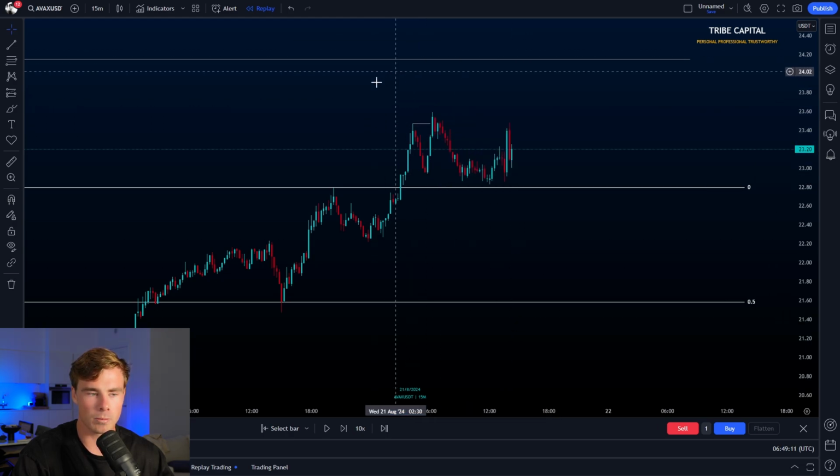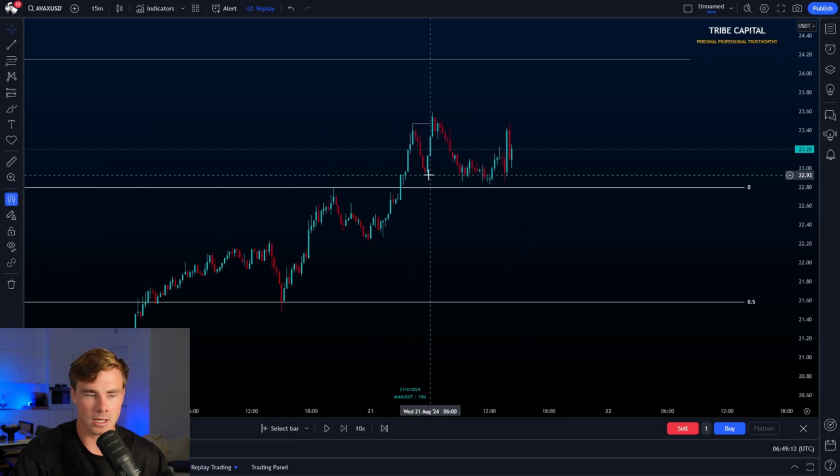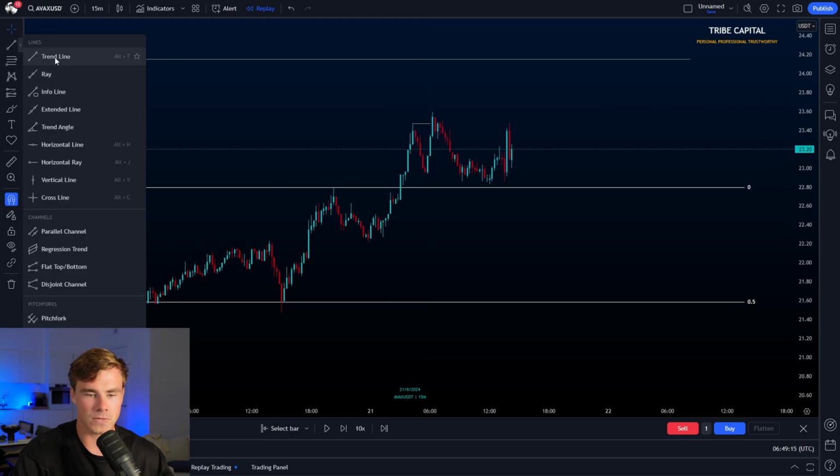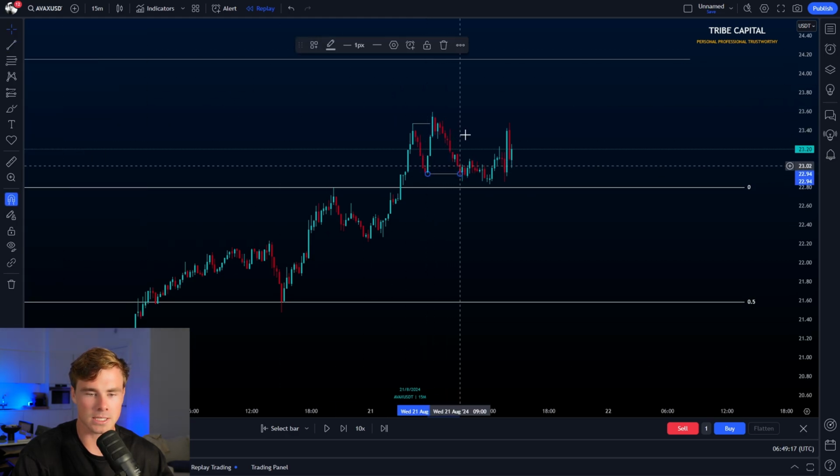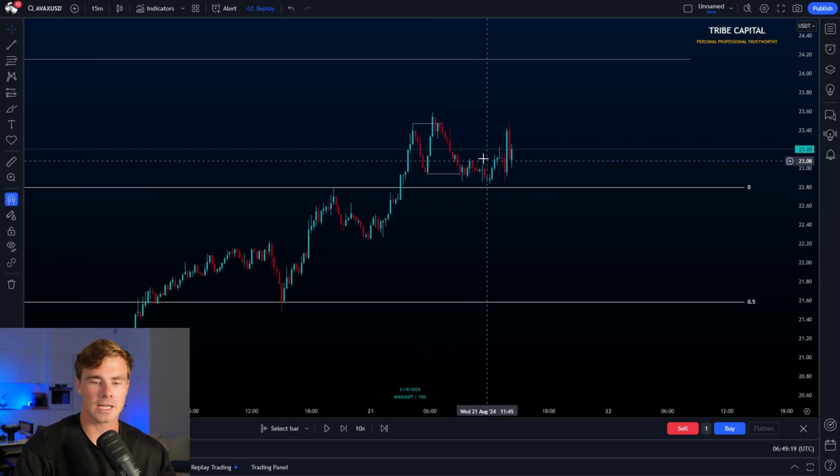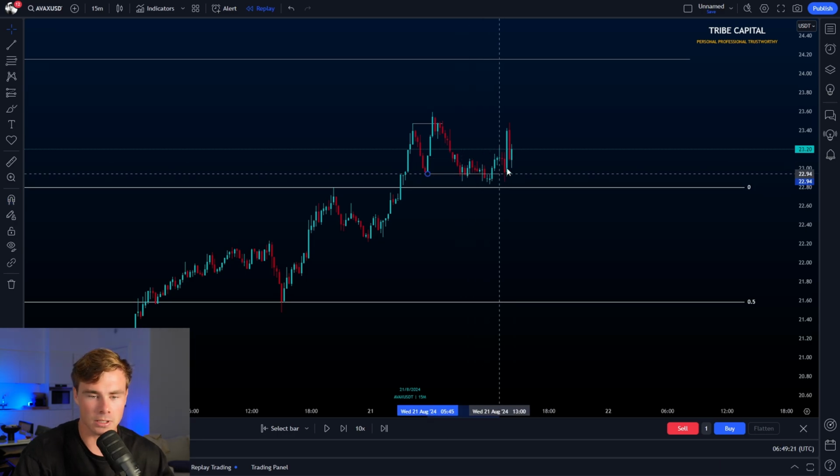Where are these people putting their stop loss? Exactly beneath the local low that we have right over here, which means that fake break of structure over here is basically engineering liquidity over here.